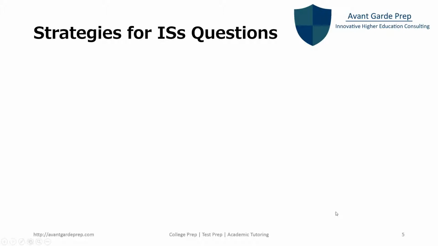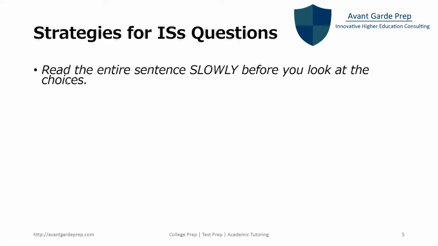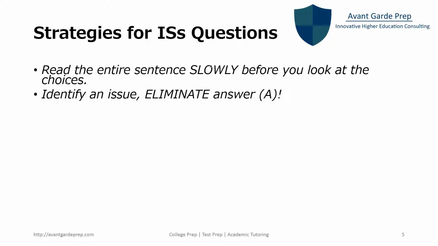Okay, next up we are talking about strategies that you can use for these types of questions. First, read the entire sentence slowly before you look at the answer choices. And we say slowly because if you read quickly, your brain's probably going to autocorrect the mistakes when you're reading it. So if you read slowly, you're more likely to catch the mistakes. Then, if you identify an issue, eliminate answer A, because like we just talked about, answer A just repeats the phrasing of the original sentence. So if you see that something's wrong, A is not going to be your right answer.